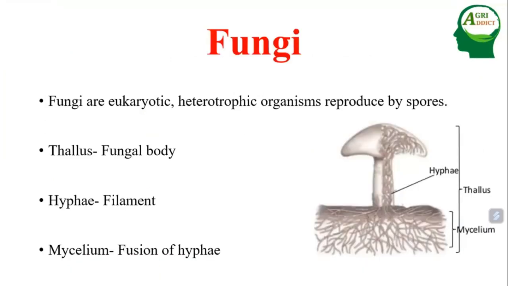Fungi are eukaryotes and heterotrophs which can't produce their own food, and they have the absorptive mode of nutrition, which will produce enzymes to convert the complex substrates into soluble substrates, and they reproduce by spores. We call the fungal body as thallus. Each fungal body is made up of fragments or filaments called hyphae. And a fusion of hyphae or mat of hyphae, we call it as mycelium.